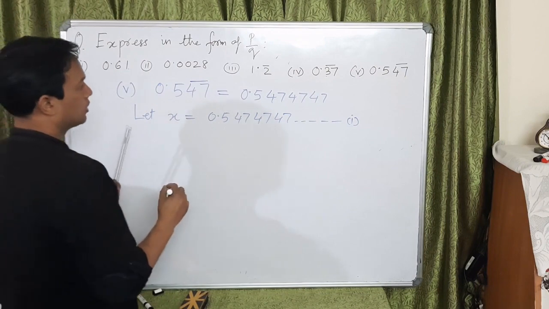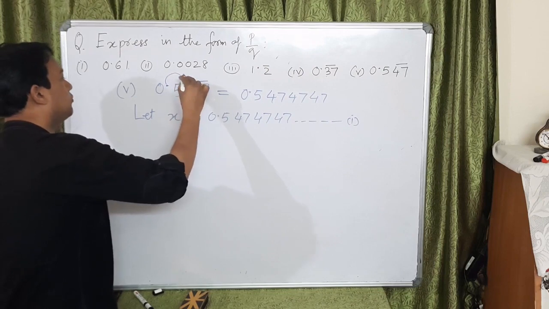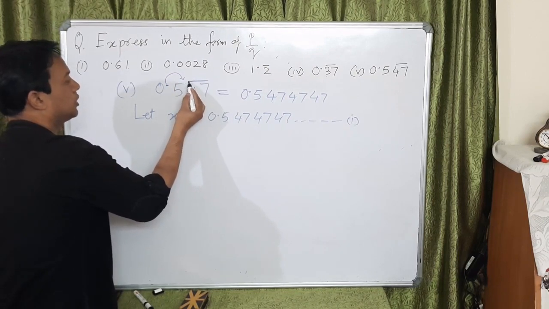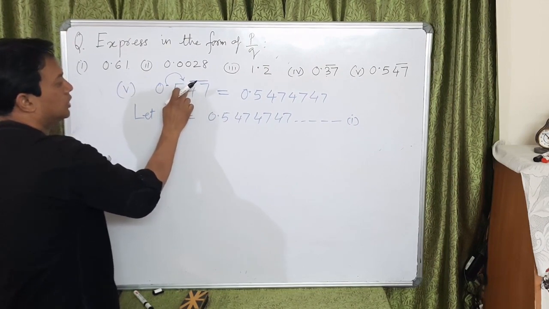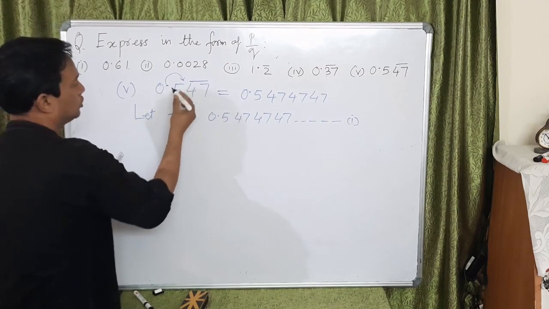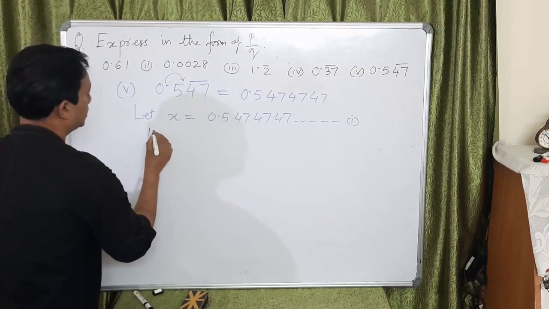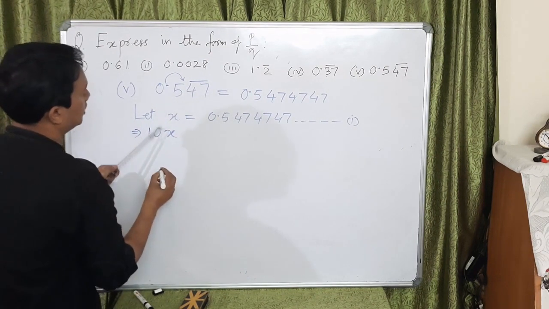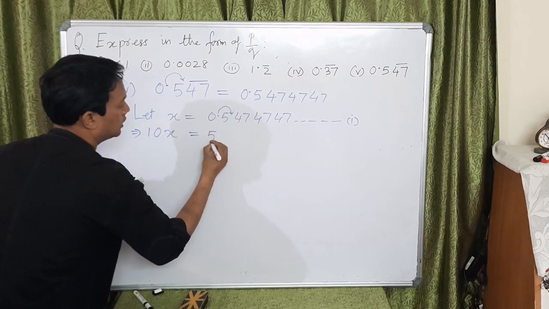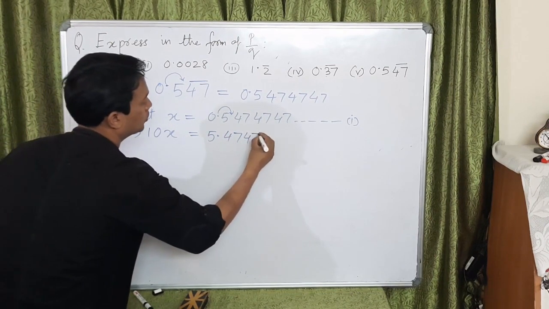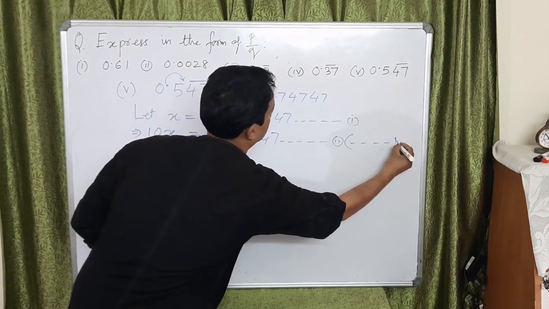Now in this type of sums, remember, the first step is to bring the decimal before the bar number. The bar number starts from here, so we'll try to bring the decimal here. How many places? We have 1 place, so we will multiply both sides by 10. The decimal just shifts by 1 place. So we write 5.47, 47, 47, and so on, equation 2. You can write multiplying both sides by 10.